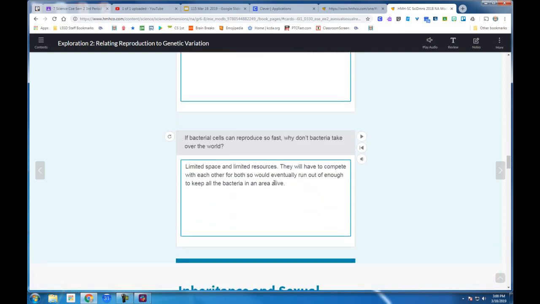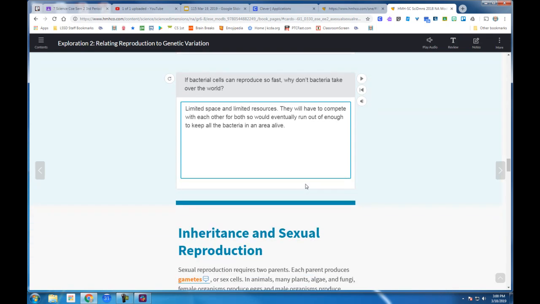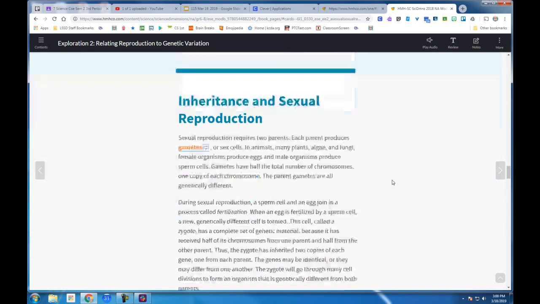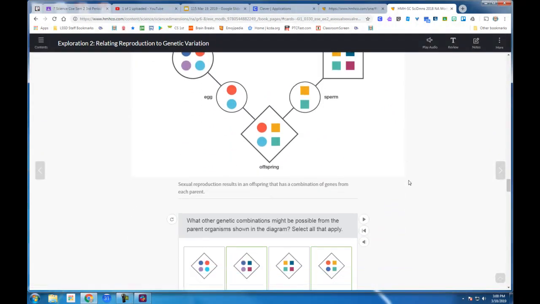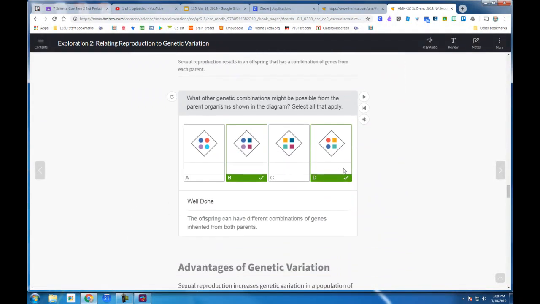And then why don't bacteria take over the world? Limited space and limited resources. They'll have to compete with each other, so they eventually run out of both to keep all the bacteria alive. Okay. Transfer in sexual reproduction. B and D are the correct answers.